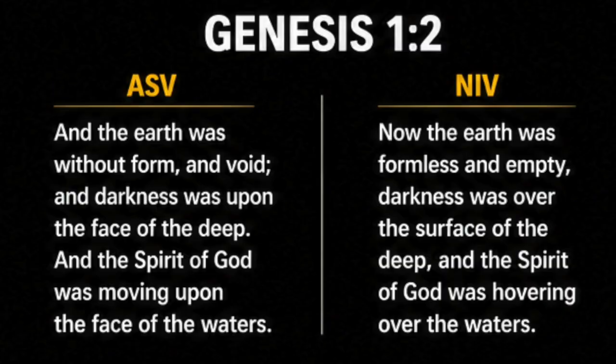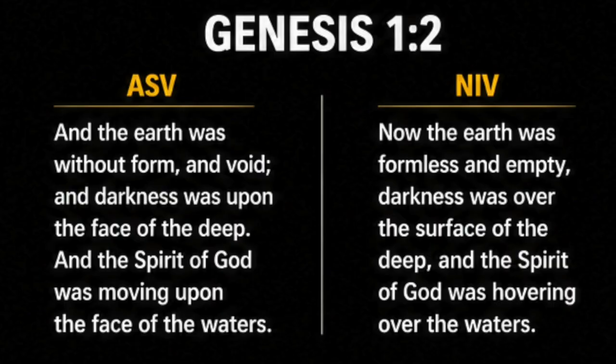Genesis 1:2, American Standard Version: And the earth was waste and void, and darkness was upon the face of the deep, and the Spirit of God moved upon the face of the waters. New International Version: Now the earth was formless and empty. Darkness was over the surface of the deep, and the Spirit of God was hovering over the waters. Key differences. Waste and void versus formless and empty.